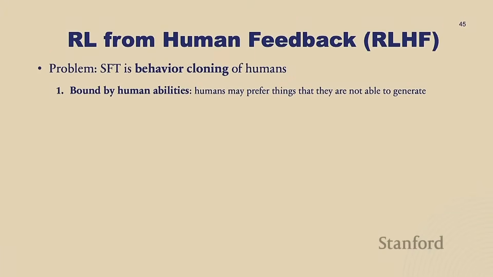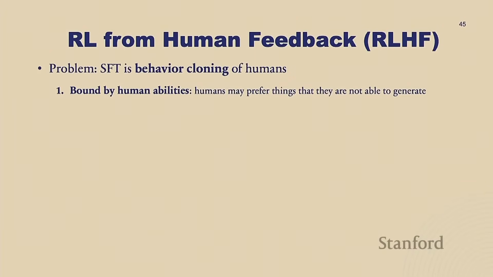Okay. The second part of this post-training is what we call reinforcement learning from human feedback, or RLHF. Some of you might have heard of that. The idea is that SFT has a problem, namely that you do behavioral cloning, which means that you just try to clone what the humans would say. And that has many issues. One of them is that you're bound by human abilities.